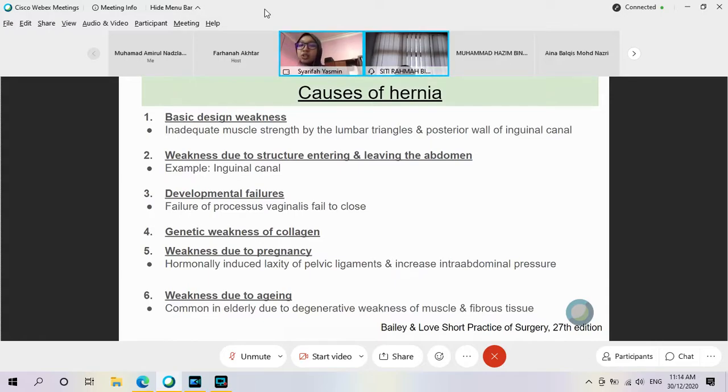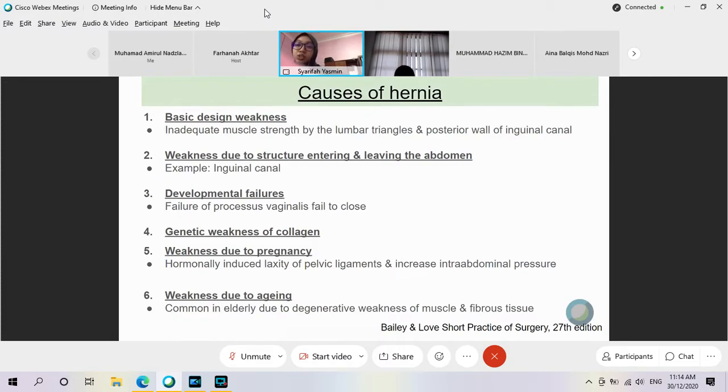The next one is weakness due to pregnancy, like how I've explained in the risk factors just now, it is an increase in intra-abdominal pressure. And also during pregnancy, there is a change in the hormones. So this will increase the laxity of the pelvic ligaments, which can lead to hernia.